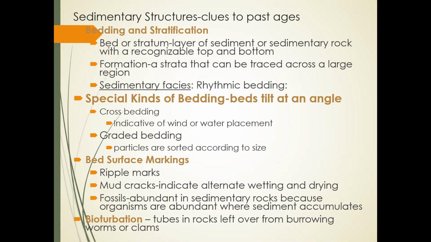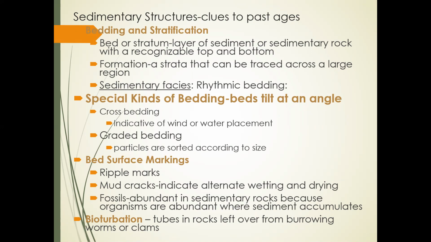Sedimentary facies are rhythmic bedding, and we'll look at what that means when we get into transgression and regression. Special kinds of bedding are those beds that tilt at an angle. Crossbedding is very common in sandstone. If layers are cross-bedded, that means that wind or water played a role in the placement of those sediments. Graded bedding is where the particles fall out according to size. So you'll have large particles on the bottom, and as we go up the strata, the particles will get smaller and smaller and smaller. And we'll look at what causes that to happen.